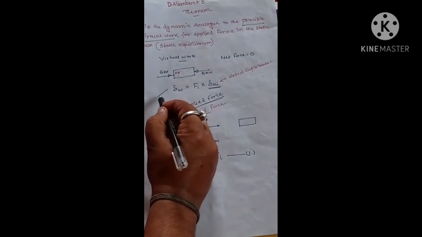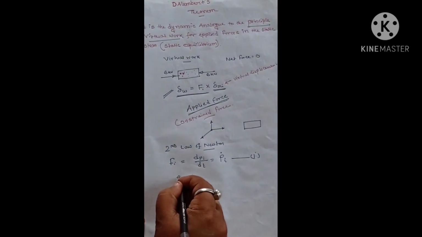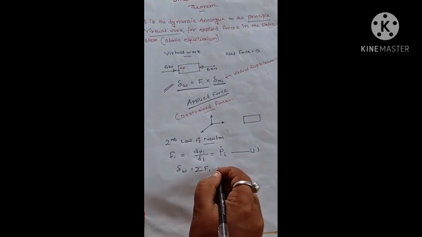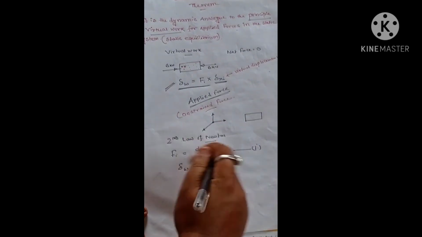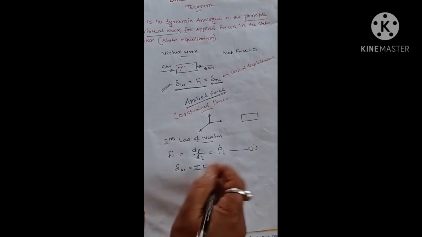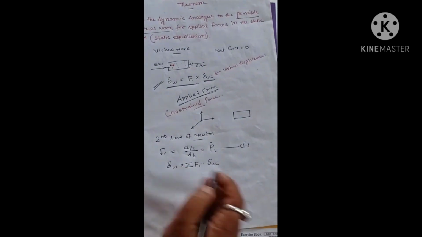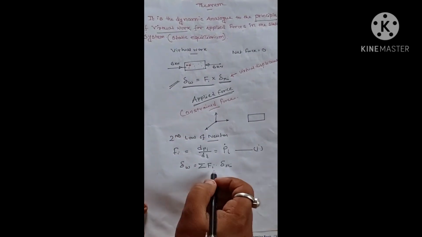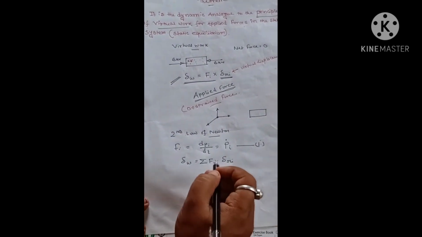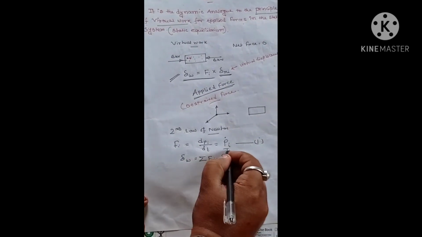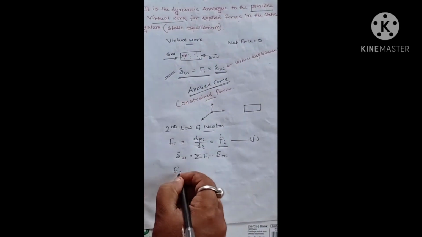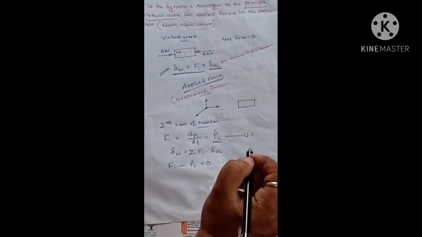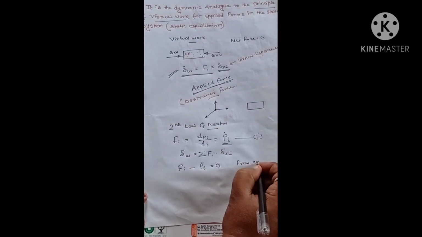From the virtual work equation, you can see it is written as del W equal to summation of Fi into del Ri. Why do we put the summation? Because all the forces are acting in that system. Now if we move this p dot i to this side, what will happen? You can see from equation 1, Fi minus p dot i equals 0.